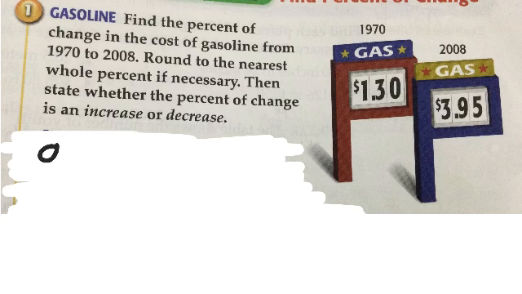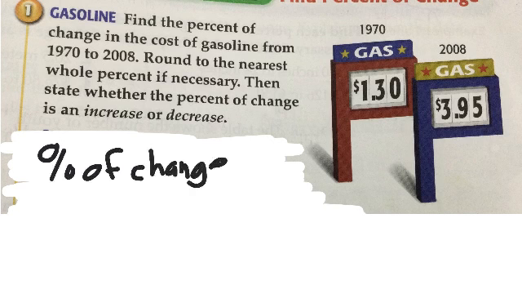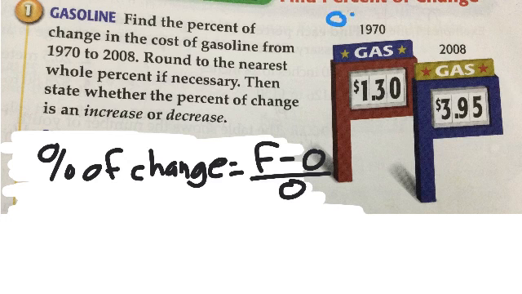So I know my percent of change formula. Again, I'm just going to write it down here. It is the final minus the original divided by the original. So out of these two prices, one was in 1970, one was in 2008. Which one of those would be the original price of gas? 1970. The older one is going to be the original, which means the 2008 price of gas is our final price of gas.